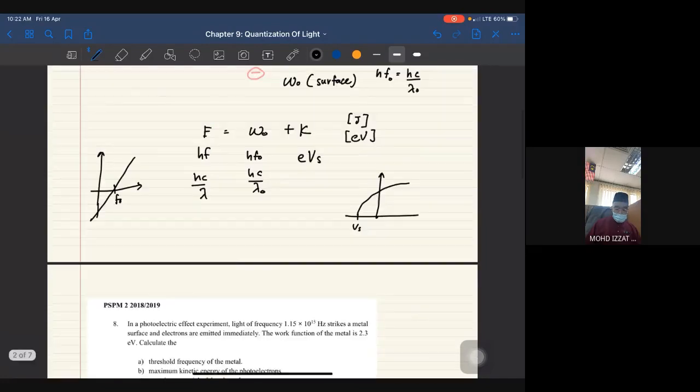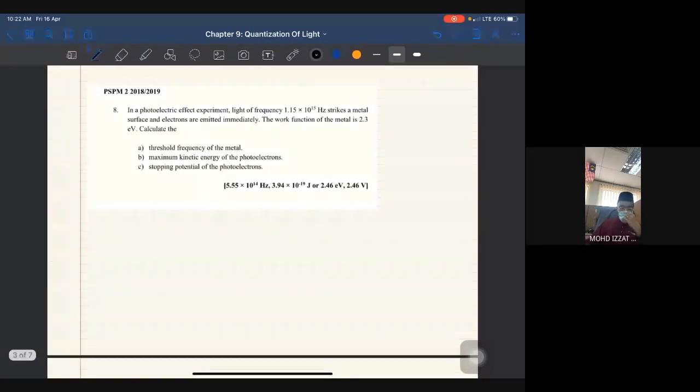Now I want you to try to do question number 8. Can you try to do question number 8? They give you light of a certain frequency striking a metal surface. Electrons are emitted. Work function is 2.3 eV. Calculate the threshold frequency, maximum kinetic energy, and stopping potential. What is the first thing that you need to do? Draw, sir. Okay, draw. Very good.